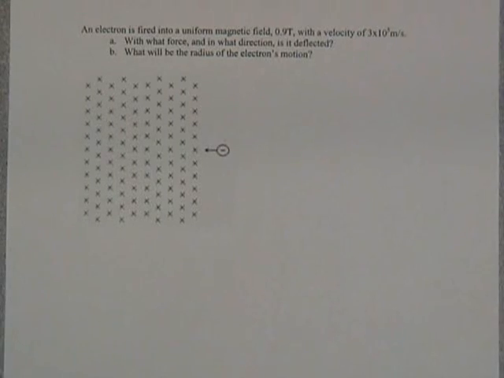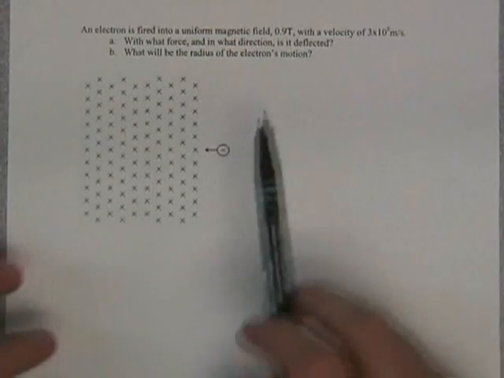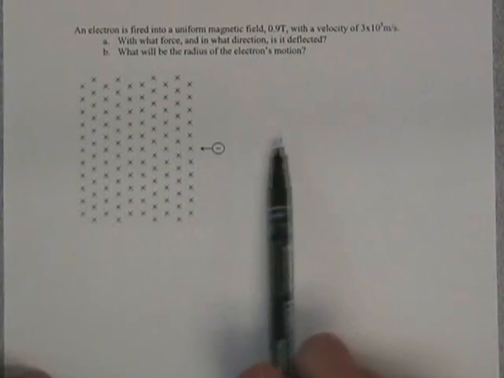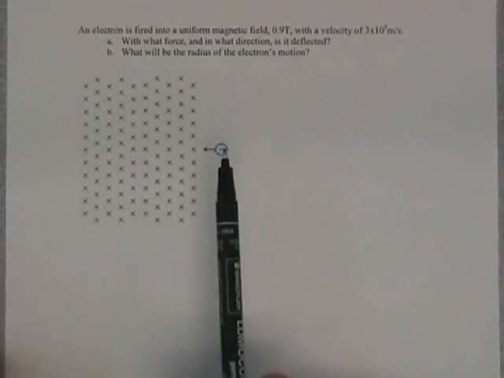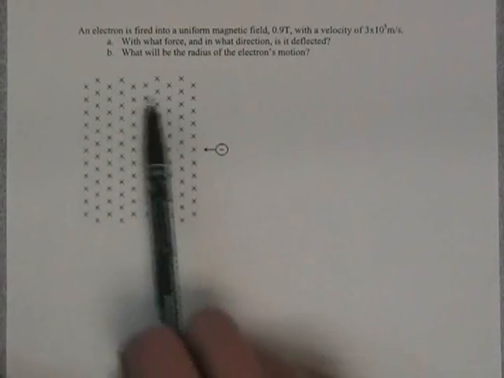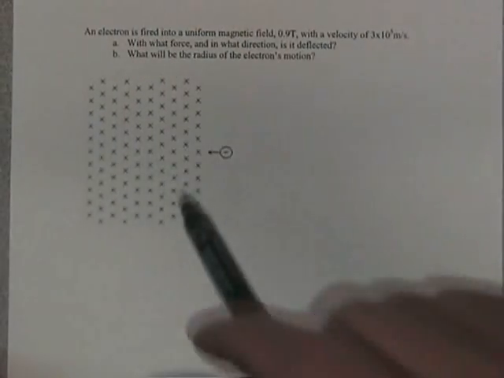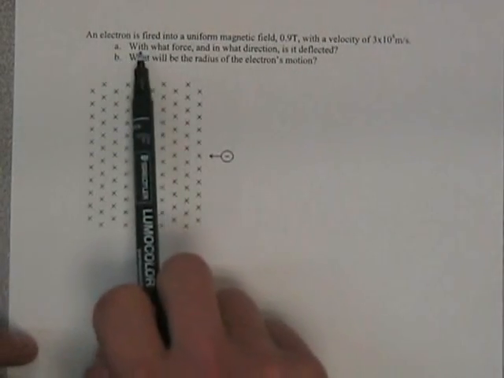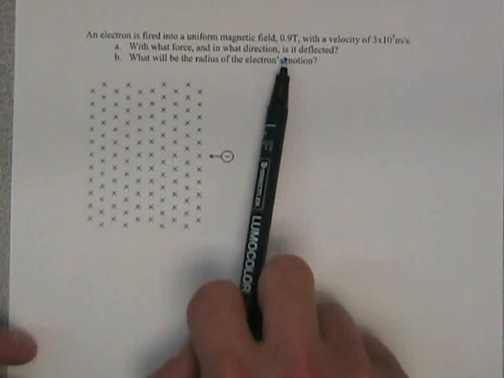Okay, in this question, we've got an electron being fired into a uniform magnetic field. So you're told the magnetic field, you're told that it's an electron, and it's got a velocity in there. So we know that a moving charge is going to be affected by this magnetic field, which is pointing into the page. We know its initial velocity going in, so we want to know with what force and with what direction it is going to be deflected.